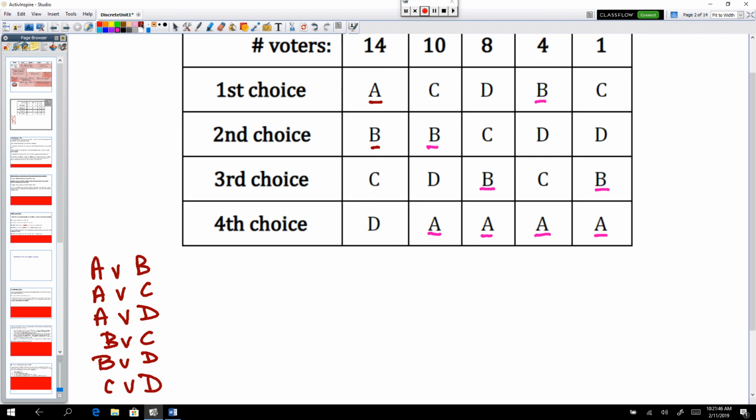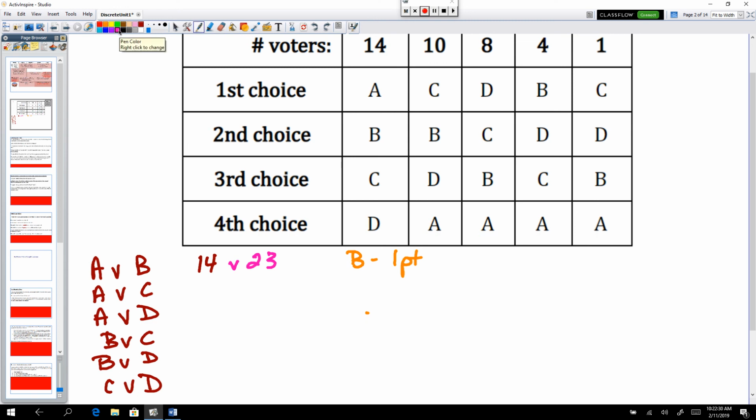So that means in this battle, A is preferred over B 14 times, B is preferred over A 10 plus 8 plus 4 plus 1, 23 times. In this head-to-head battle, B gets the point. B wins. Now we go with C, A versus C. So we look at the preferences, and we see how many people preferred A over C.